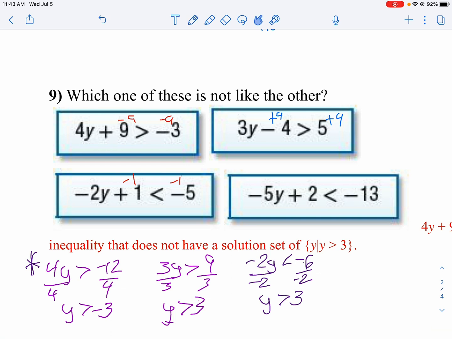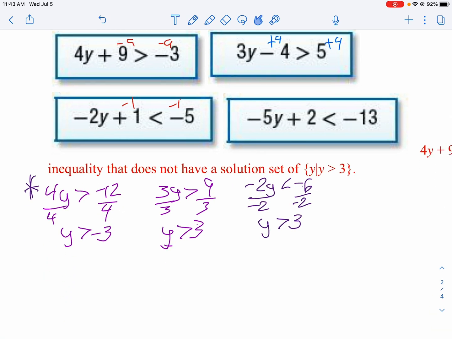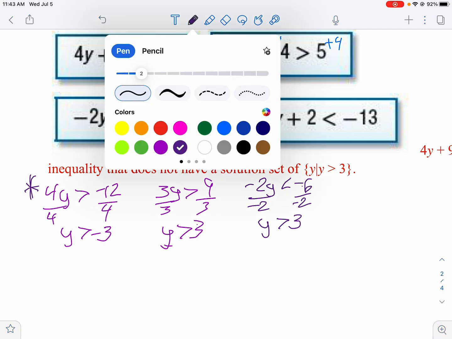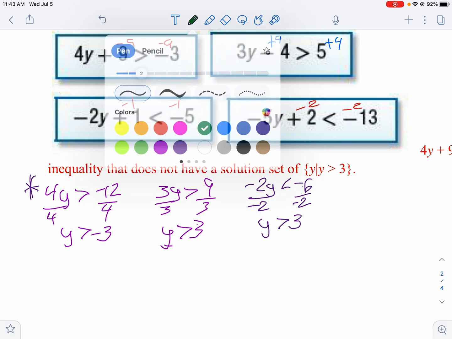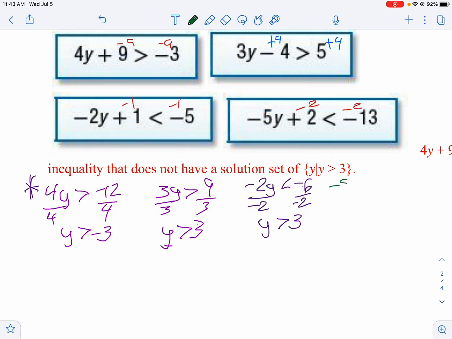But let's look at the others. Or the last one, I should say. So in the last one, I'll subtract 2 from both sides. And on that one, I'll get negative 5y is less than negative 15. Divide both sides by negative 5. Remember, when you divide by negative, flip the inequality. Y is greater than 3.